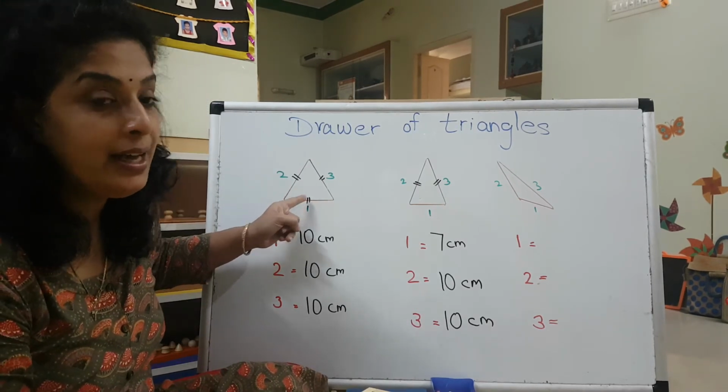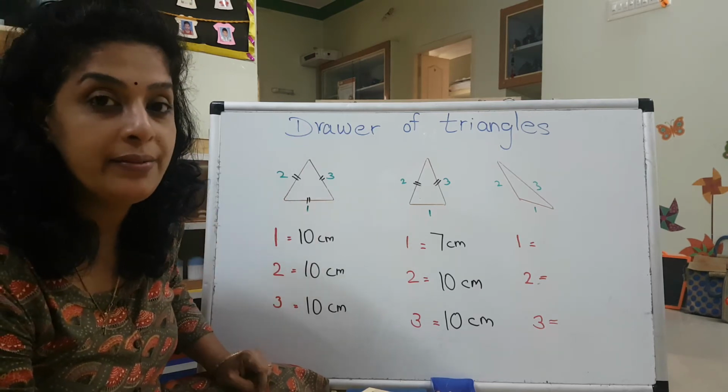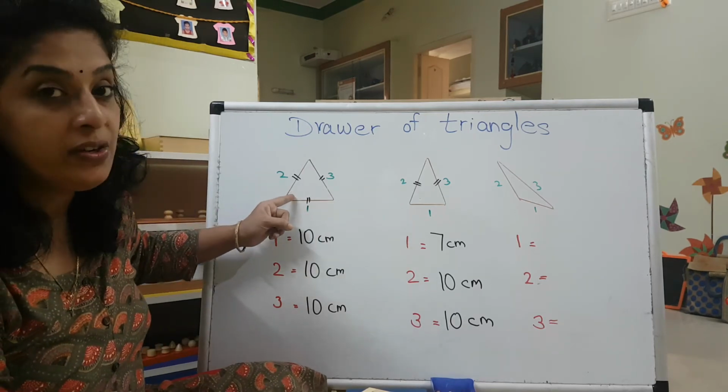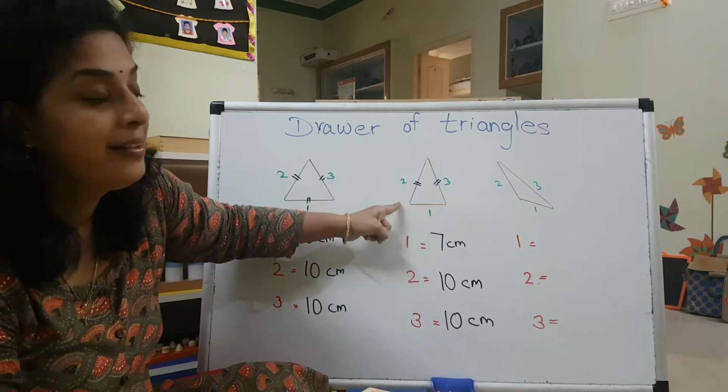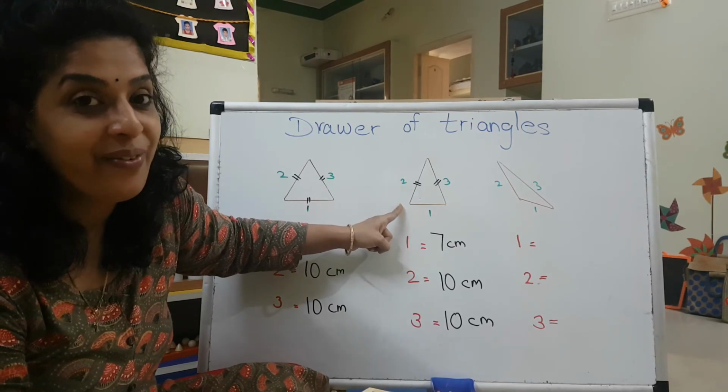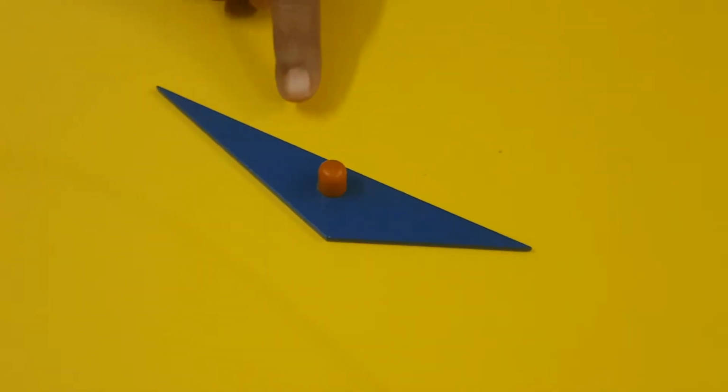Equilateral triangle, isosceles triangle. One more time. Equilateral triangle, isosceles triangle. Scalene triangle. Scalene triangle. Shall we measure the scalene triangle?